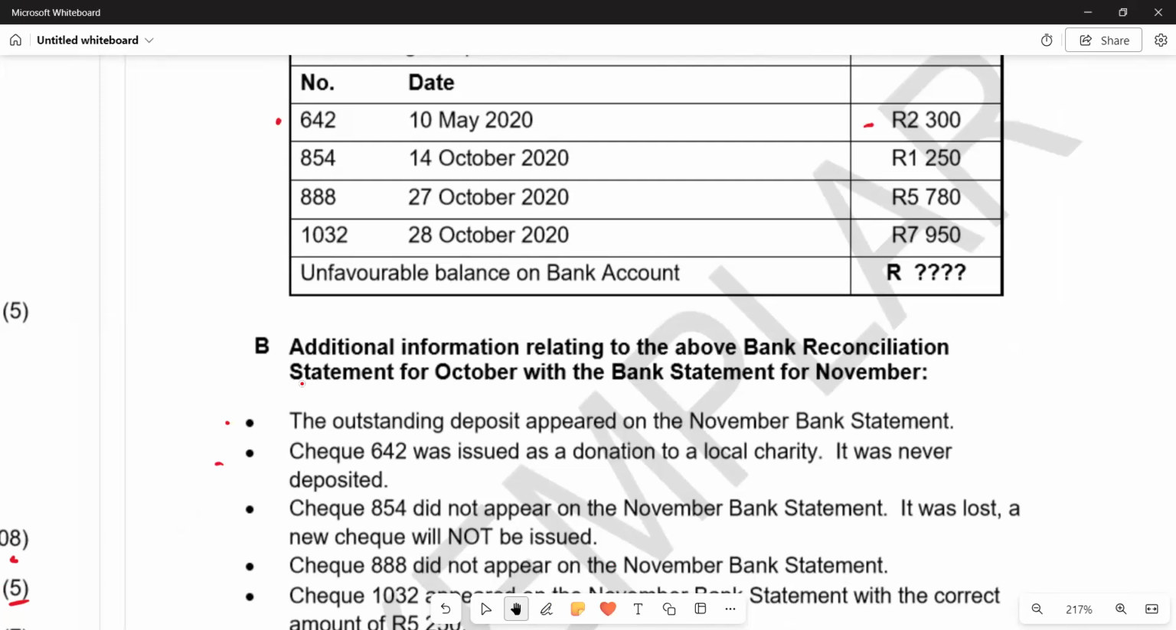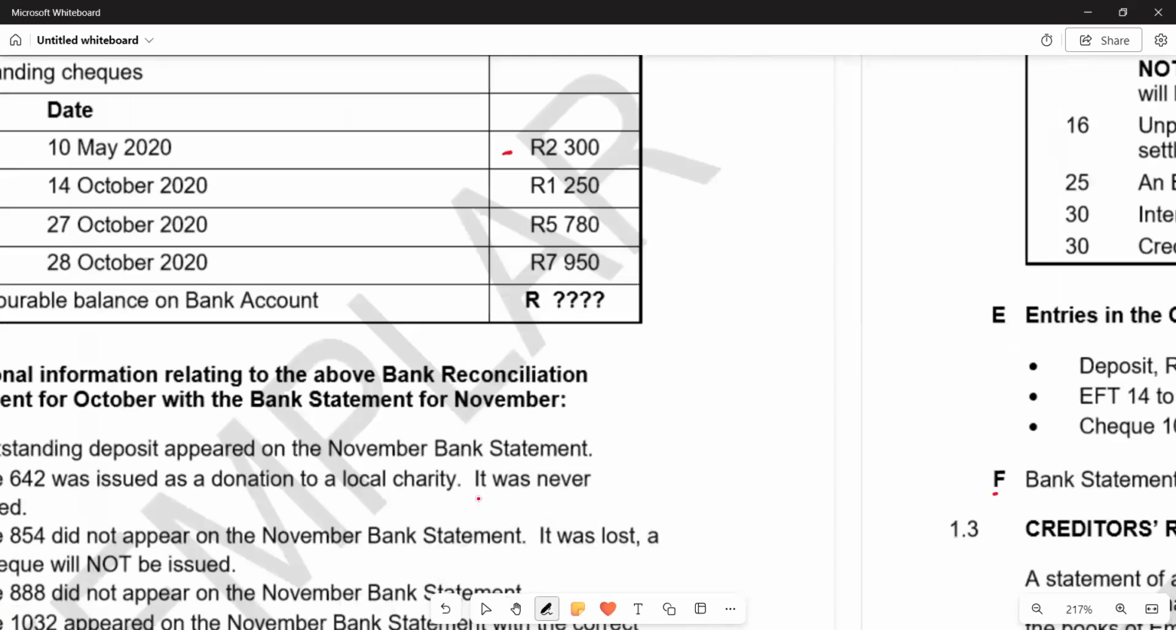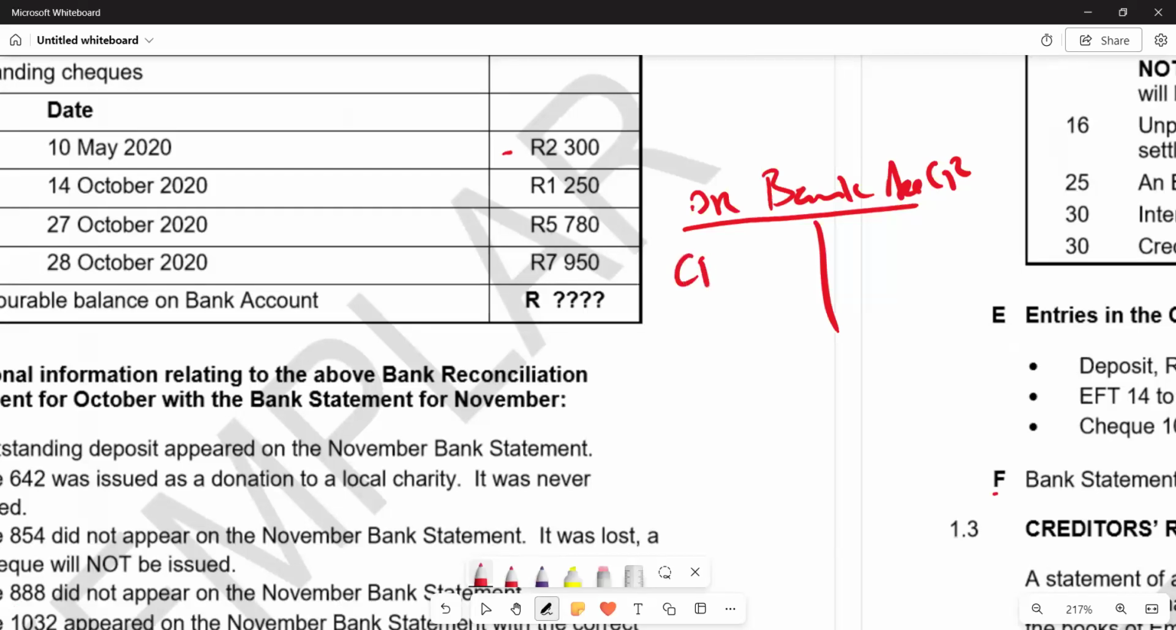When this check was issued, it was recorded in the journal, in the cash payments journal. So think of our bank account, with a debit side and a credit side. The debit side of the bank account is represented by the cash receipts journal, and the credit side is the cash payments journal.